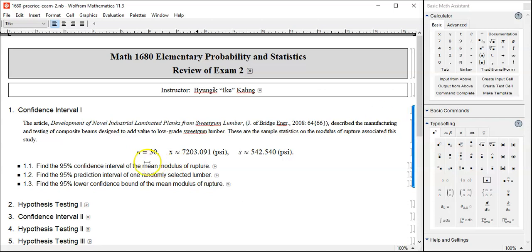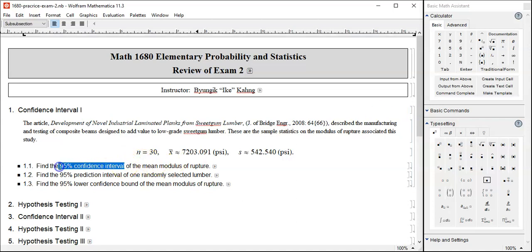In the first video, we talked about the 95% confidence interval. Next, we talked about 95% prediction interval in the second video. Now, I added one more problem here, 95% lower confidence bound.